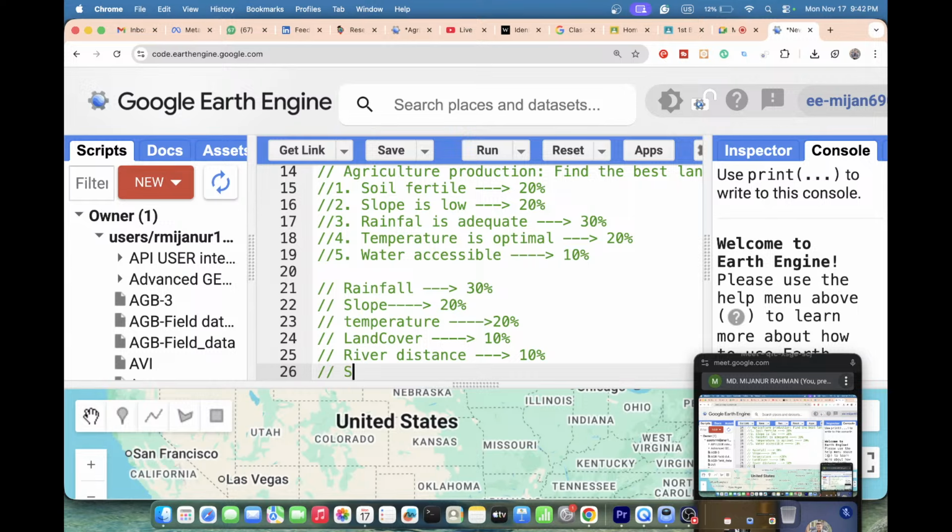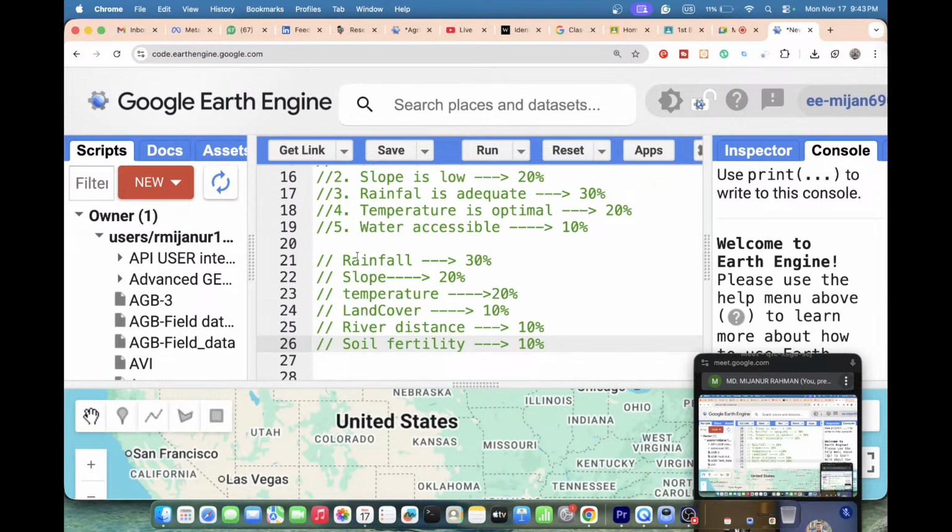soil fertility or soil nutrient, different types of factors. I put the soil fertility. We find out that 3 to 5, 5, 6, 7, 8, 9, 10%. So we find out the total is 100. Okay, total weight is 100. So this is the process.